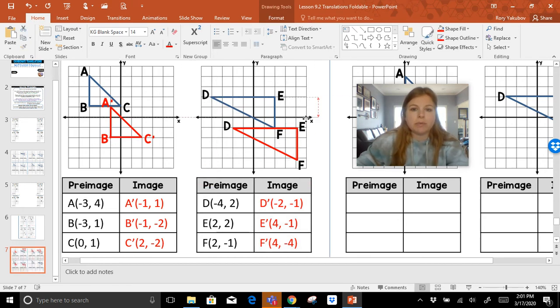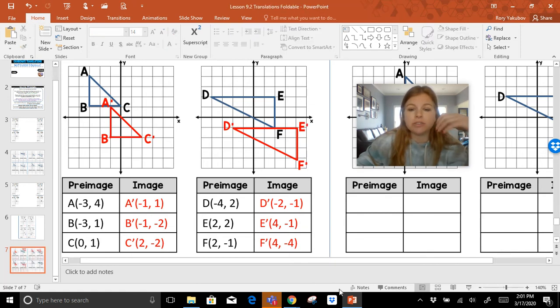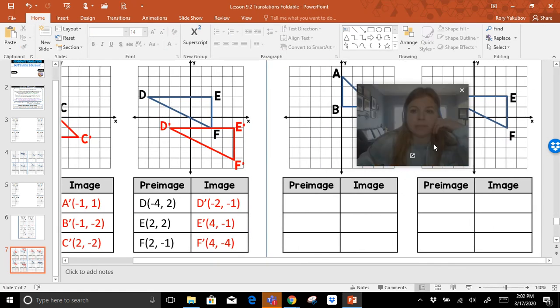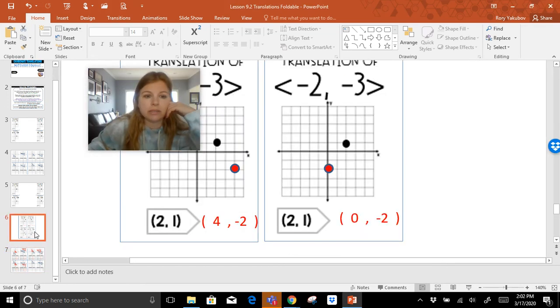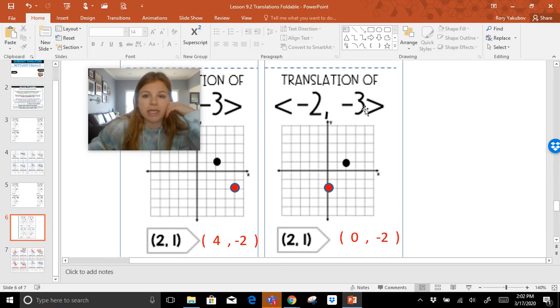So hopefully at this point you're really seeing the connection, how we're taking the translation. We can visually see the translation. We can mathematically calculate the translation. You should be able to see both. Okay. The last one that we did was a translation of -2, -3. So to the left and then down. Subtract 2 and then subtract 3.